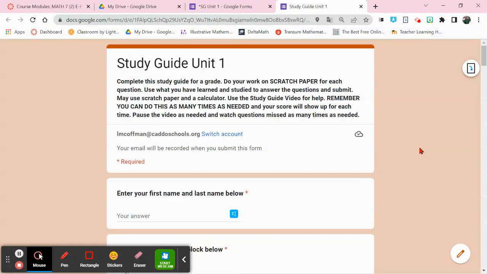And if you need to pause in between questions, go ahead and pause because I'm going to go through this rather quickly. If you have any additional questions, please make sure to ask. And remember, again, you can do the study guide as many times as you need to get ready for the Unit 1 test next week.